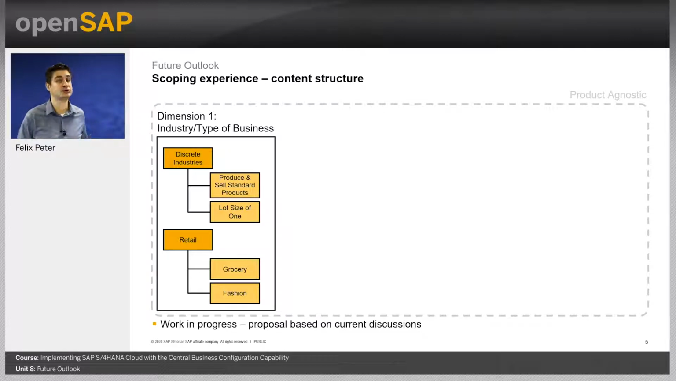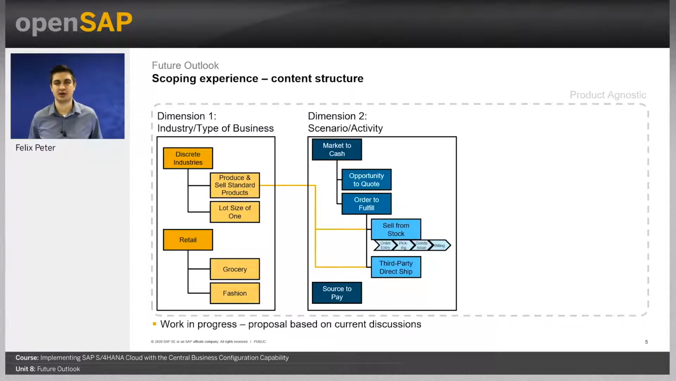Obviously, we will also offer capabilities to combine multiple of these industry solutions, but the industry, or the industry and the type of business, is one of the important criteria which will help us to pre-select the second dimension that we have. And the second dimension that we are focusing on is a process view.